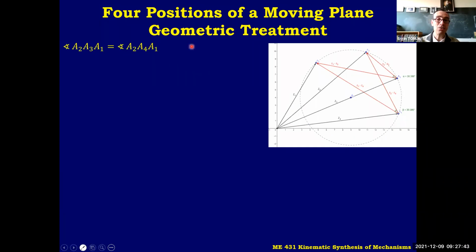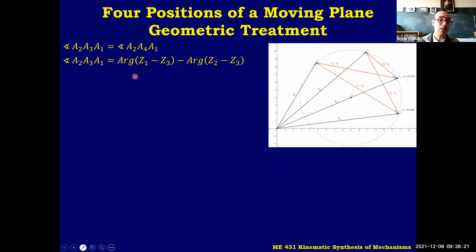And I can write this relation using complex numbers. For the first angle, which is the angle at A3, which is that angle, it is actually argument of the difference of these two complex numbers, Z1 minus Z3, minus argument of Z2 minus Z3. Actually, well, let me tell you this first.